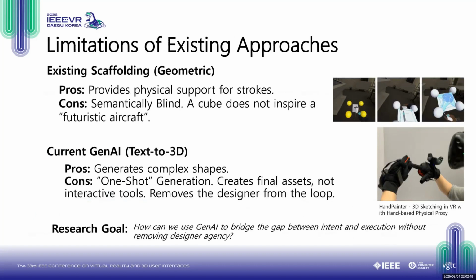So what solutions do we have now? On one side, we have basic shapes. This gives us a physical guide, but they are bland. They don't know what you are trying to design. On the other side, we have text-to-3D GenAI. It's powerful, but it usually gives us a finished result. It's a one-shot process. We become a prompter, not a creator.